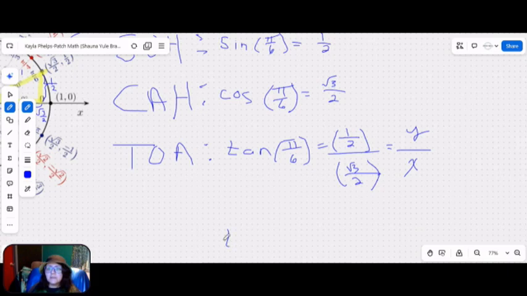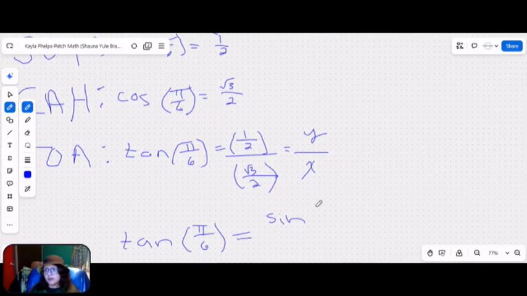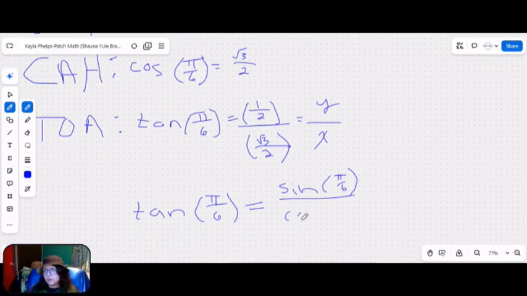We can write this in many different ways. I want you to see this in all the ways that you could possibly see it. Tangent of pi over 6 is equal to sine of pi over 6 over cosine of pi over 6. So what we're doing is just exploring why these things exist this way, how they work together, and we're going to apply it in a problem here in a minute.